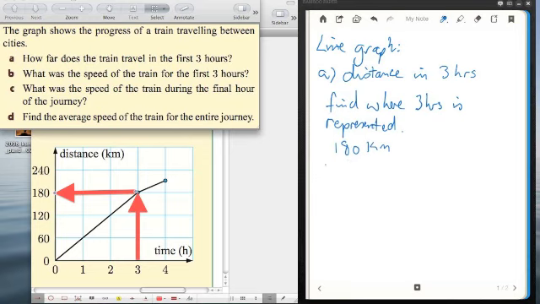Now the next question asks us to work out the speed. We've worked out speed before, so we know that speed is distance divided by time. In this case, it's going to be 180 kilometers divided by 3, which is going to give us 60 kilometers per hour.